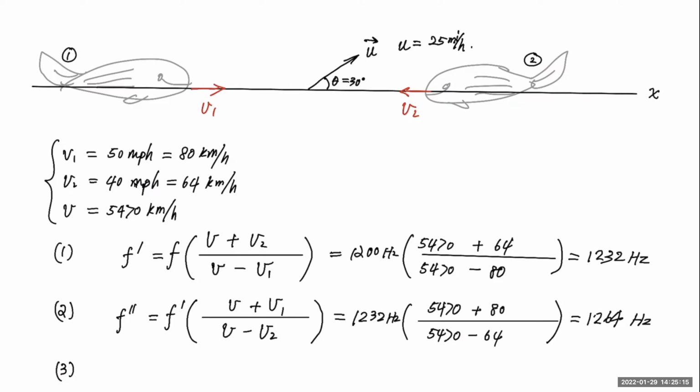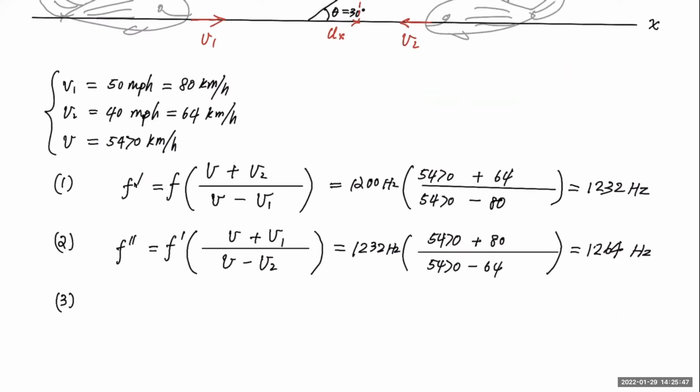Similarly, for the speed of the medium, it's the same idea. All we have to consider is the velocity of the medium along the line connecting the two objects, the source and observer. So in this case, we only have to consider the x component of u, the velocity of the ocean current. Okay, let's find that component. So that is ux. ux equals u times cosine 30 degrees.